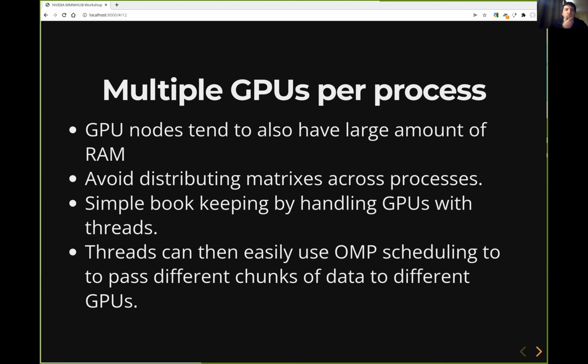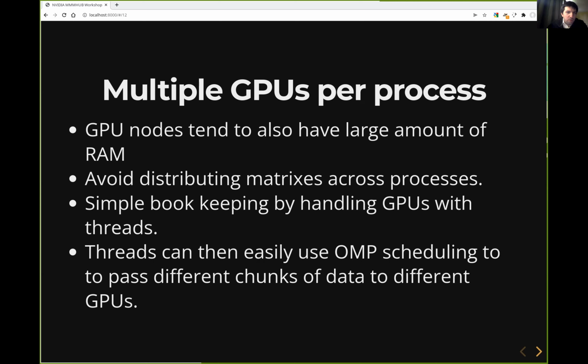Multiple GPUs per process are used with threads, as I mentioned. The GPU nodes do tend to have large amounts of RAM, and being able to hold the whole matrix in the main memory, then work on it over the GPUs and send the results back is useful rather than having to go across node links. Then the overhead will be much, much worse.